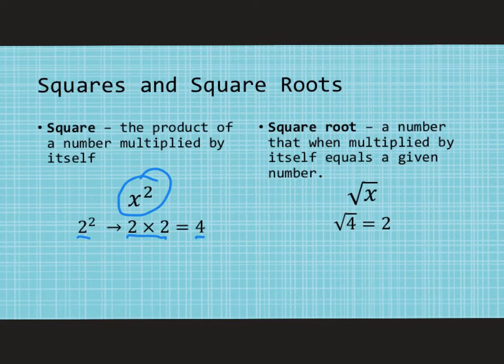So the opposite of a square, or its inverse operation, is the square root. So it's the little check mark sign. And so the square root tells me what number, when multiplied by itself, equals a given number. So in this case, if we go backwards and start with our 4, we take the square root and we get 2, because 2 squared equals 4.